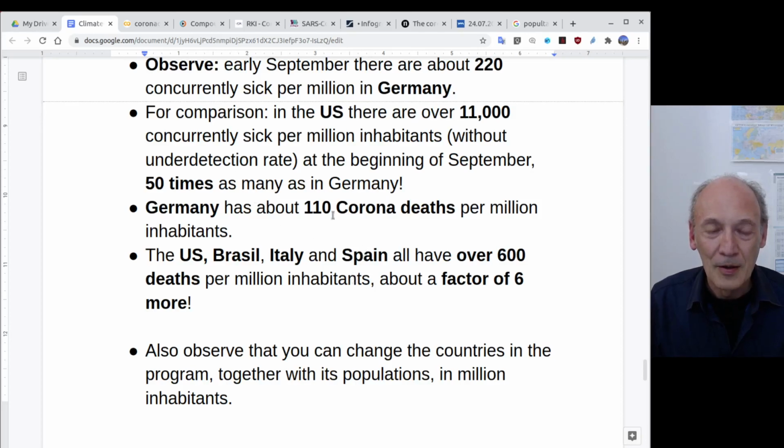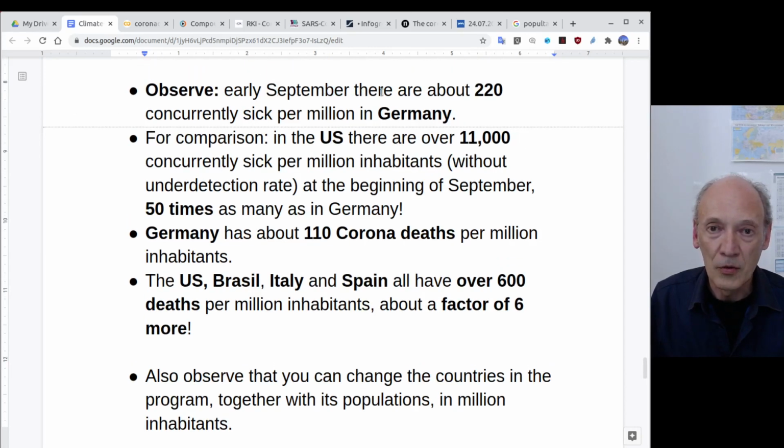Okay. Yeah, so this is what we just saw. So basically, when you look at numbers at early September, Germany had about just 220 concurrently sick per million, so relatively low number. But at the same time, the US had already 11,000 concurrently sick. So that's a factor of 50 times as many as in Germany. So if it doesn't go right, it really can go wrong. Germany has about 110 corona deaths per million inhabitants so far, right? So far we are quite good. But the US, Brazil, Italy and Spain all have over 600 deaths per million inhabitants, which is a factor of 6 or more over the course of the pandemic up to now.